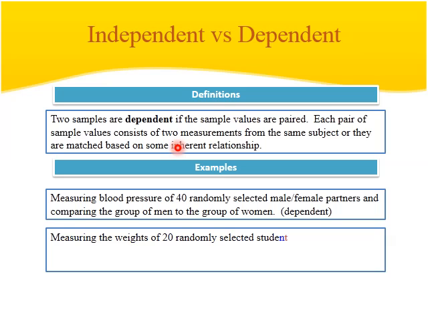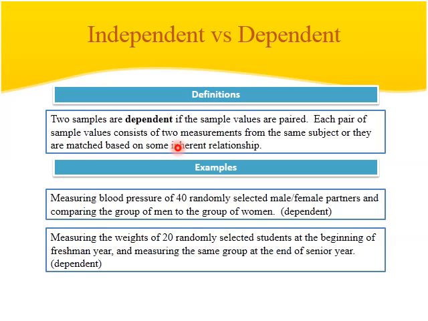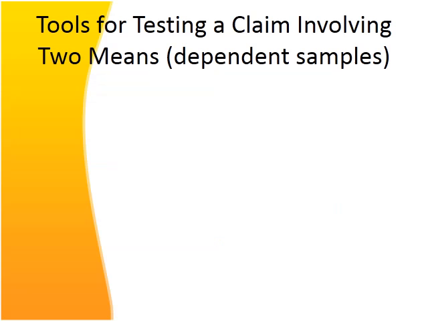Now suppose we wanted to measure the weights of 20 randomly selected students at the beginning of freshman year and then measure the same group of students at the end of senior year and getting their weight. So this is dependent because we're measuring from the same subject just at different times. So in that way, the data from the beginning of freshman year to the end of senior year is paired, and so they are dependent samples.